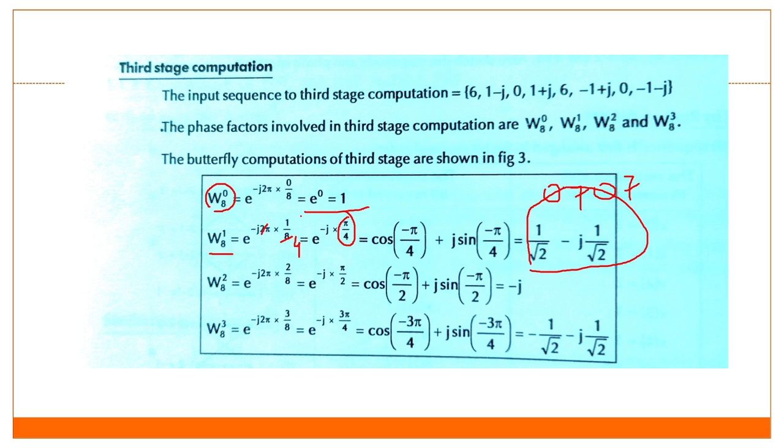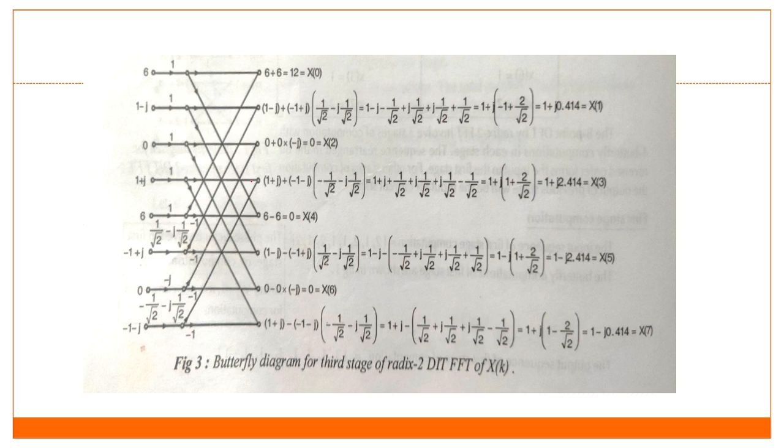So W8 raised to 0 is 1. Its second point, its value is minus j. And the third point is minus 0.707 minus j 0.707. So you have to write this. In this case, overall points are interrelated. These are the input sequence which you have derived from the second stage: 6, 1 minus j, 0, 1 plus j, 6, minus 1 plus j, 0, and minus 1 minus j. For half we write the multiplier as 1, and for the other half we write minus 1.